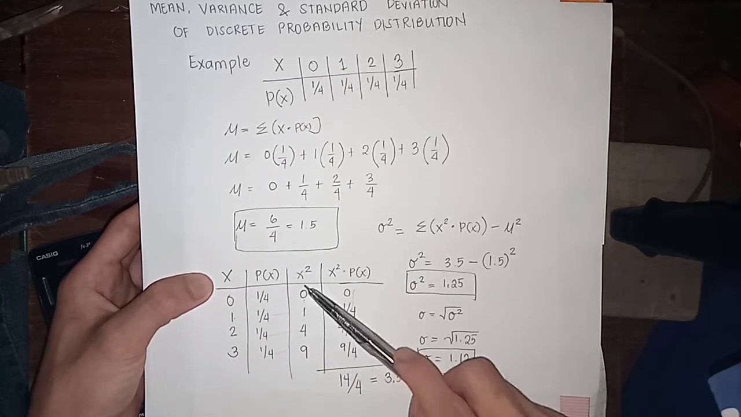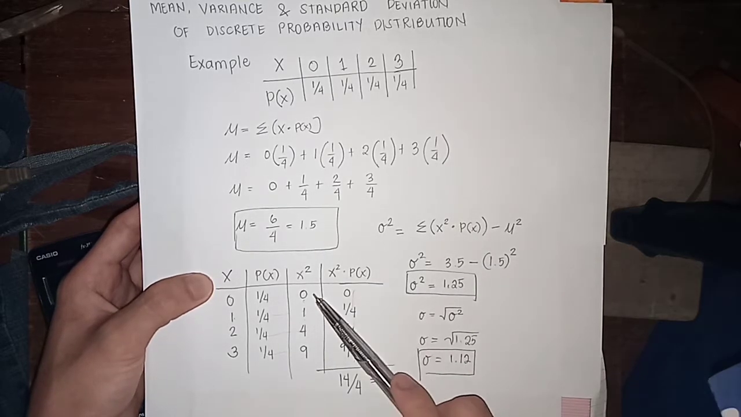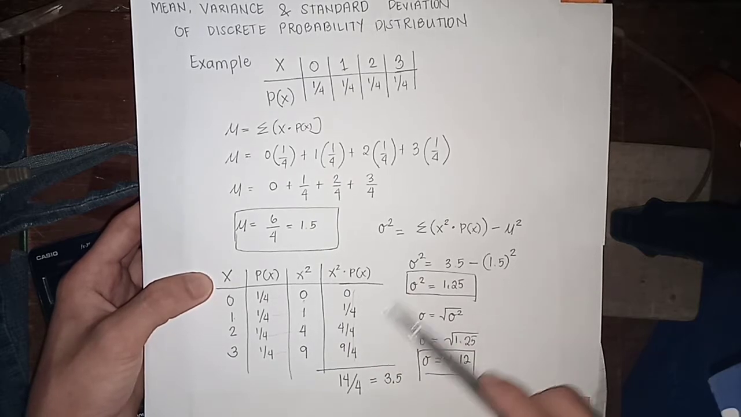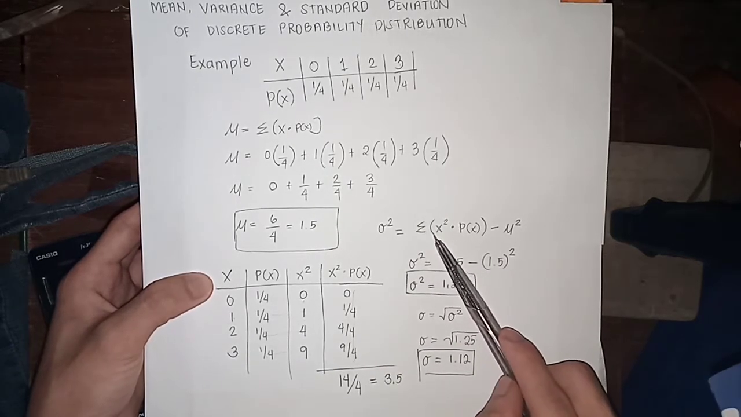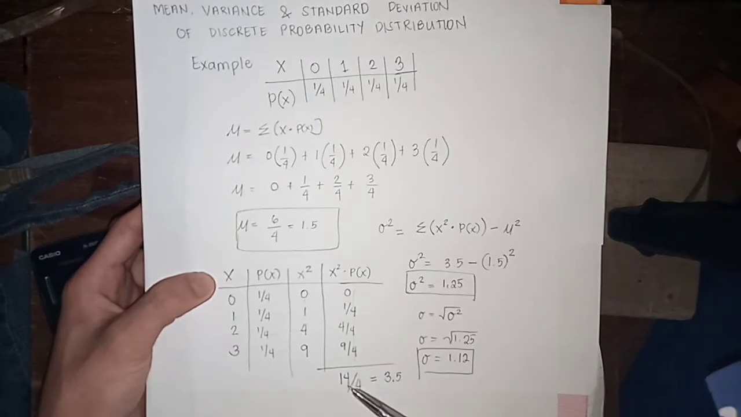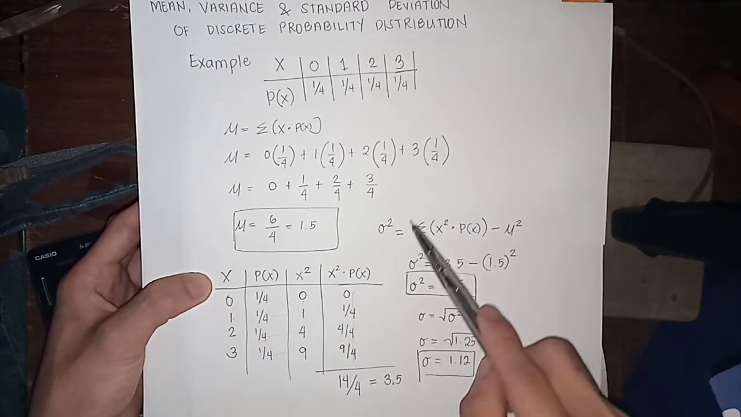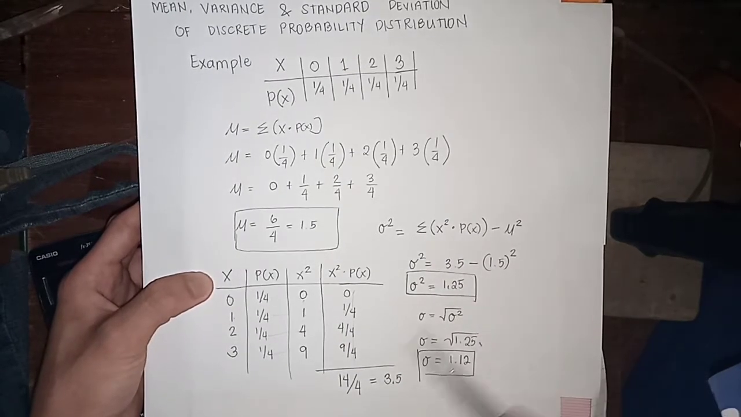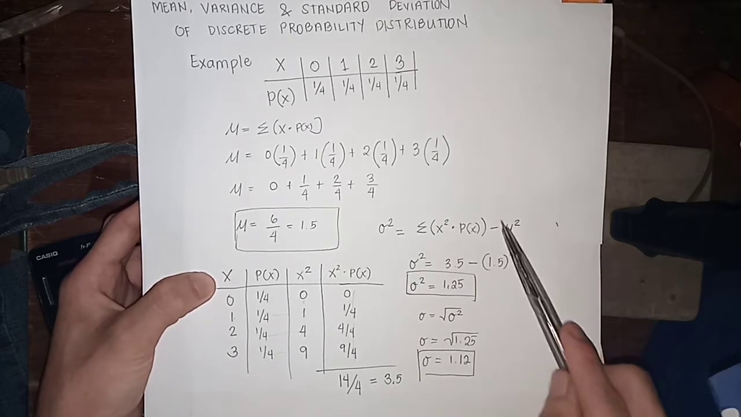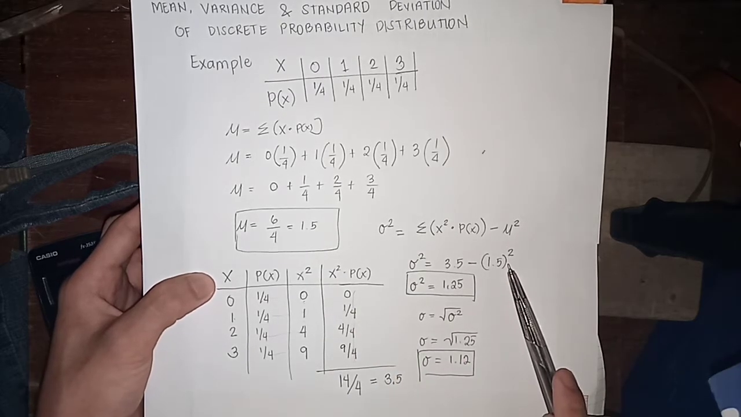After that, na makuha ko na yung x squared, i-multiply ko siya sa p of x according dun sa formula. Pinag-multiply ko isa-isa ito. Since ang kailangan ko ay summation, ibig sabihin sum ng product nito. Kinuha ko lang yung sum nila, that is 14 divided by 4, that is 3.5. So, ito na yung summation of x squared times p of x. Saka ko ima-minus yung square ng mean, yung 1.5 squared. Ang sagot ay 1.25.